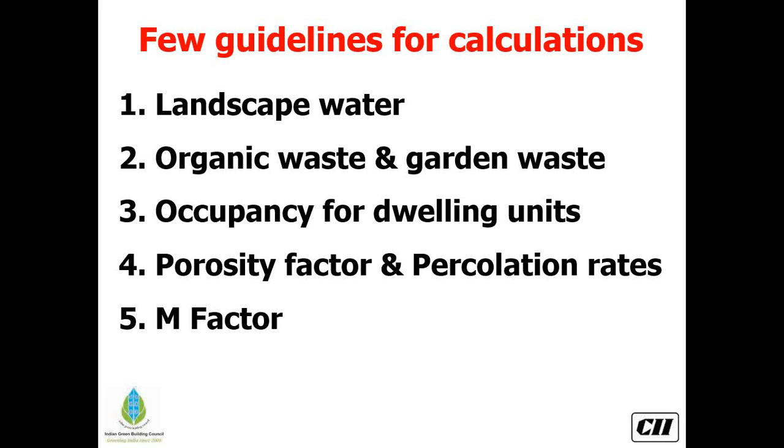Coming to the second number, that is organic waste and garden waste. In our reference page, we have mentioned that projects can take a default value of 0.25 kg per person in a dwelling unit. It includes both organic waste and garden waste calculations.